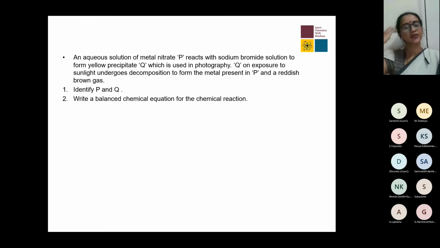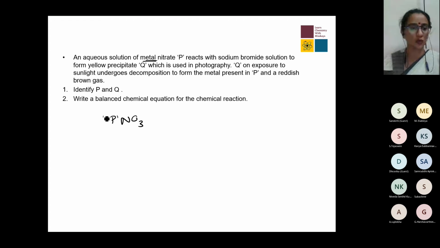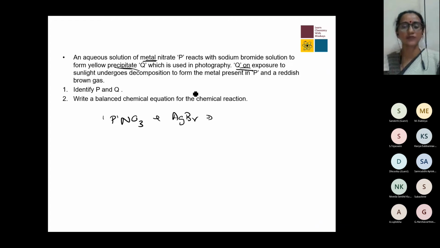All right, let's go. So it tells us that we have an aqueous solution of some metal nitrate P. So we have PNO3, we don't know what P is. This is reacting with a bromide to form a yellow precipitate of Q that is used in photography. Okay. And Q on exposure will decompose to form the metal found in P and a reddish brown gas. All right. So what are our clues here?